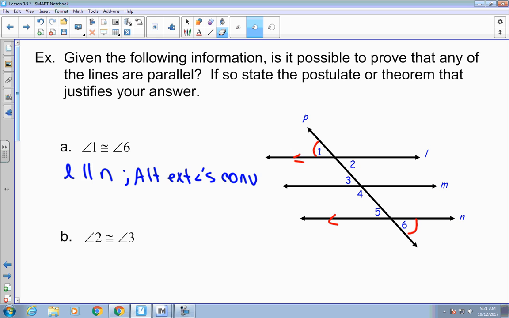Alright. Another. Angle 2 congruent to angle 3. Could I prove any parallel lines on that? Yes, what? L and N. So L is parallel to N, and what would my reason for that be? Alternate interior angles converse.